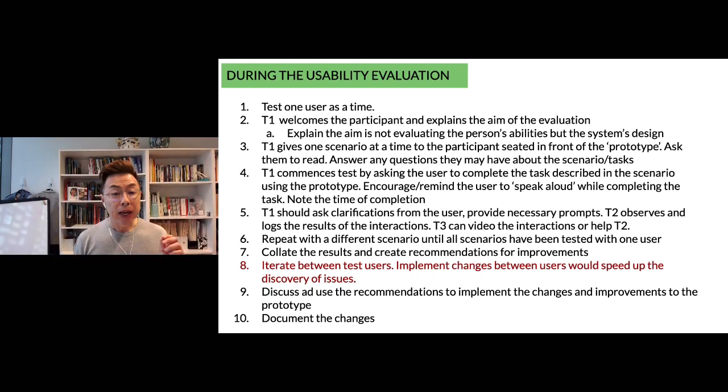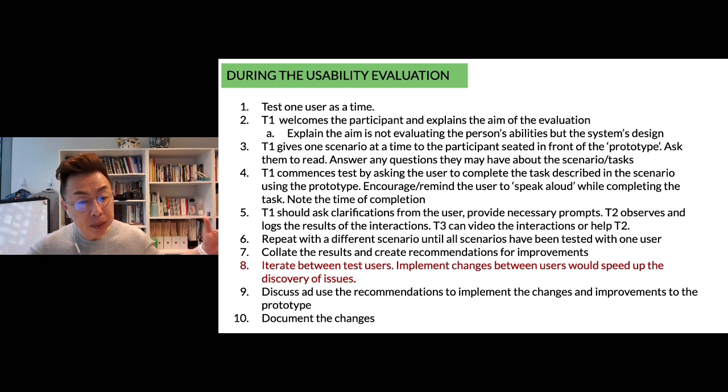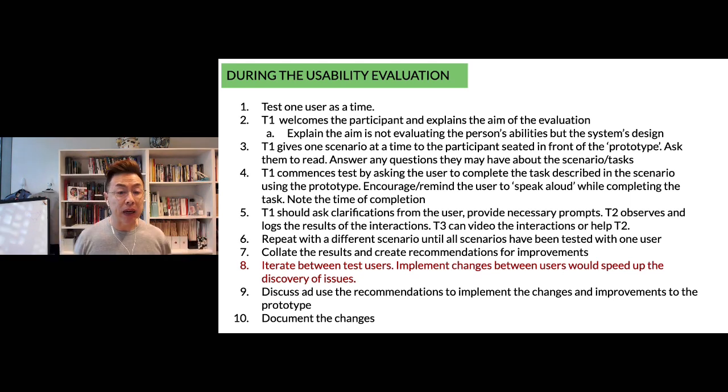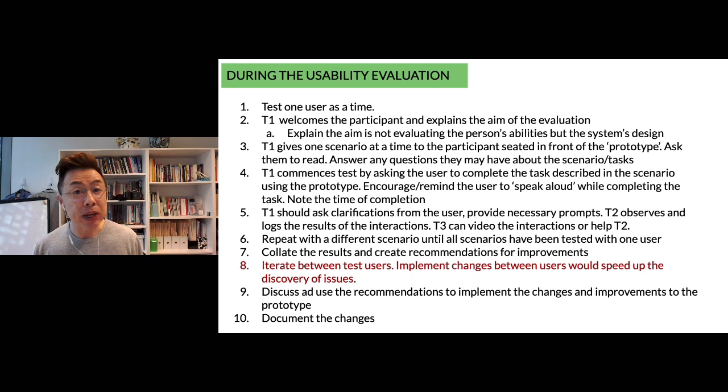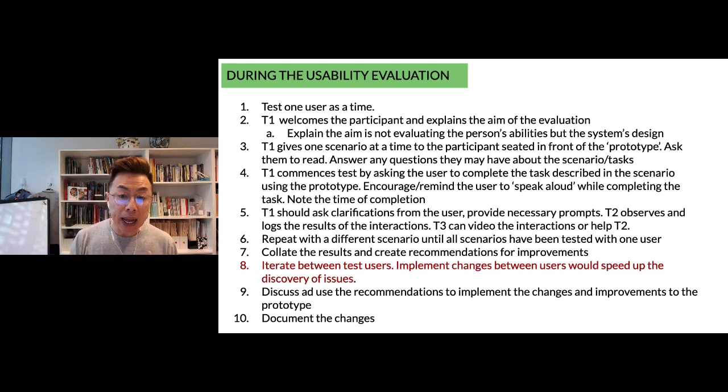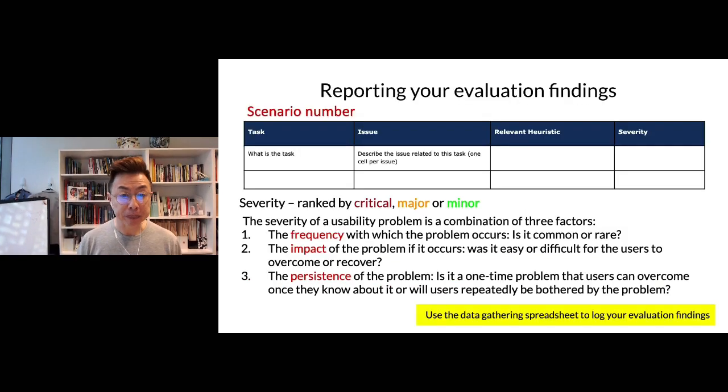Okay, so once you finish the whole evaluation session, you need to sit down together as a team and think about how you can actually implement the change to improve your prototype. Of course, you need to document the changes.